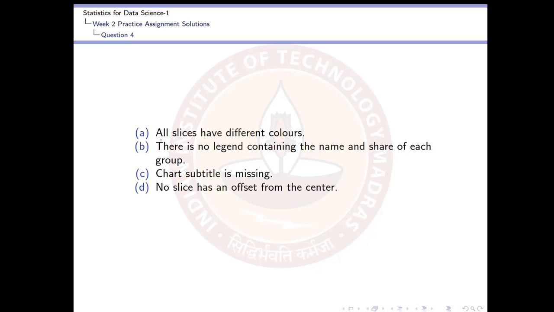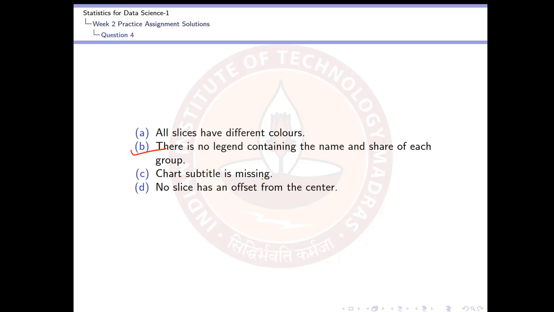That is, slices are different colors. That is not a problem. There is no legend containing the name and share of each group. So this is the right answer. The graph has no legend because we cannot conclude which wage belongs to which sector. That is the problem with the graph.